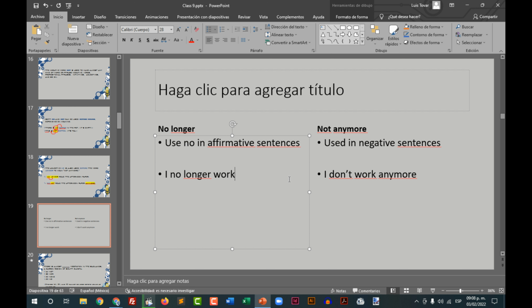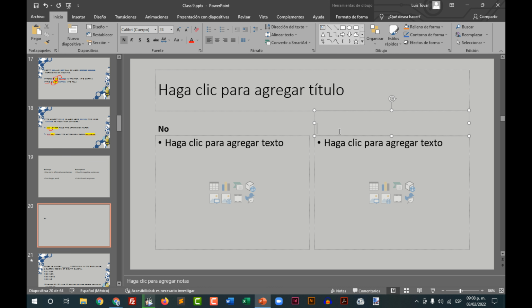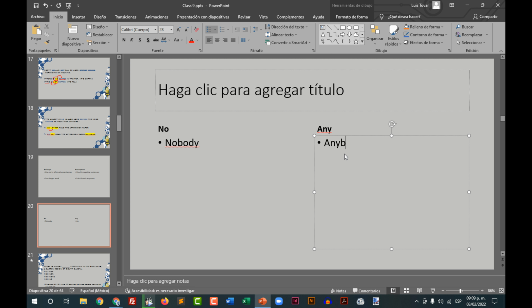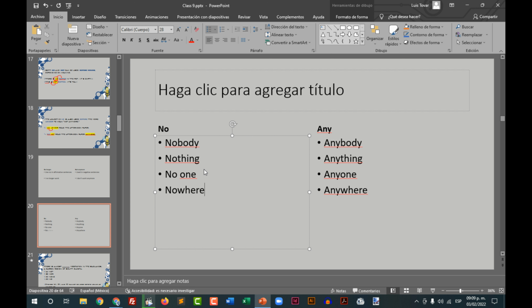You know that you can say, for example, nobody. You can say anybody. You can say anything, or you can say nothing. Okay, or no one, or we can say anyone. Okay, anywhere, or nowhere. So all these expressions that we might have, and also even just the word no, the word any. Okay, the rule is no is always used in affirmative sentences. And the word any is always used in negative sentences.